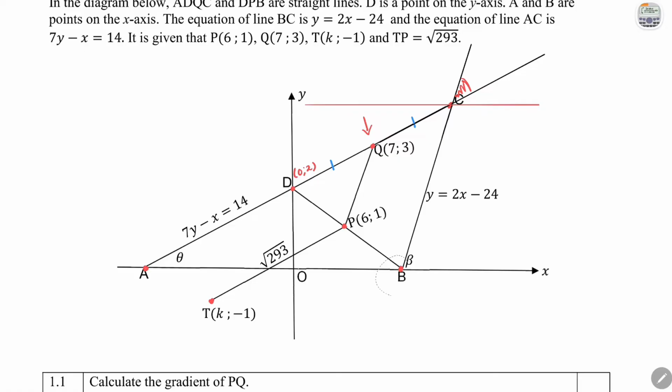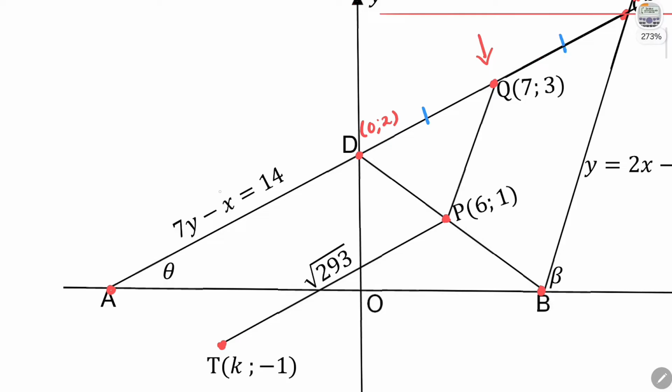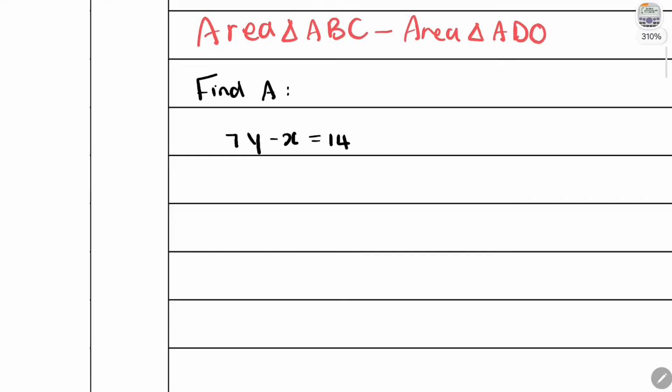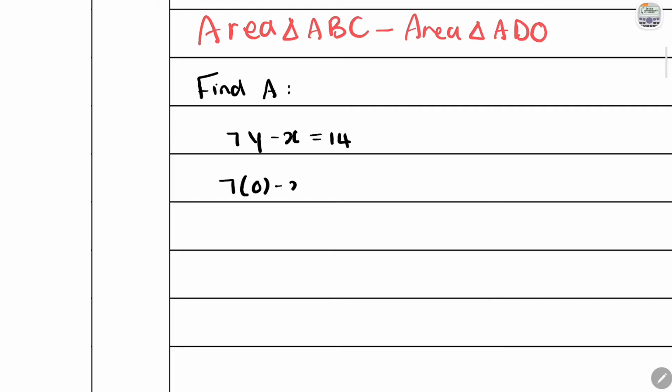Okay, so we need to find out what B and A are. They are the x-intercepts of line BC and AC. So let's find A first, the x-intercept. To find the x-intercept, just make y equal to 0. So this is our equation, and we'll say 0 minus x is equal to 14. We're just making that equal to 0, and so you see this will be negative x. If you multiply both sides by negative 1, therefore x will be equal to negative 14. So that is A. A is the x-intercept, negative 14 and 0.